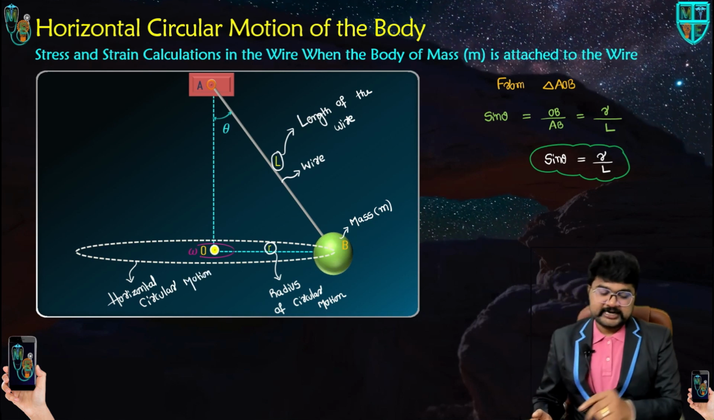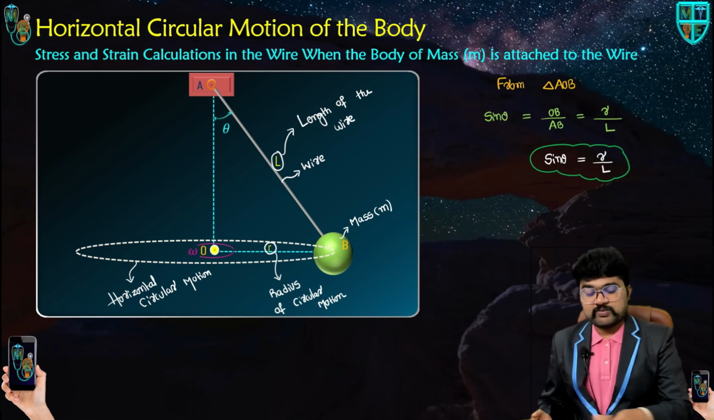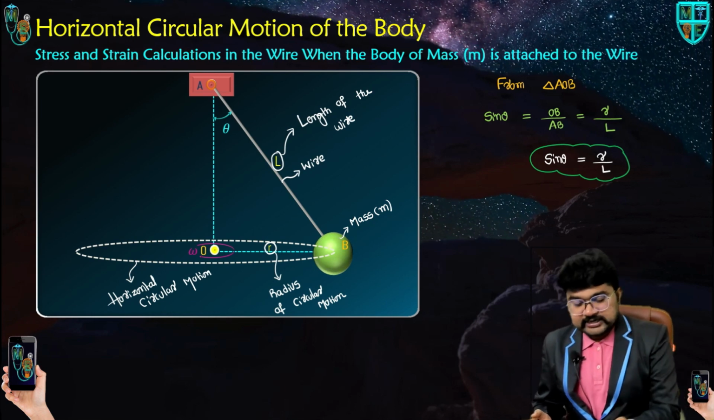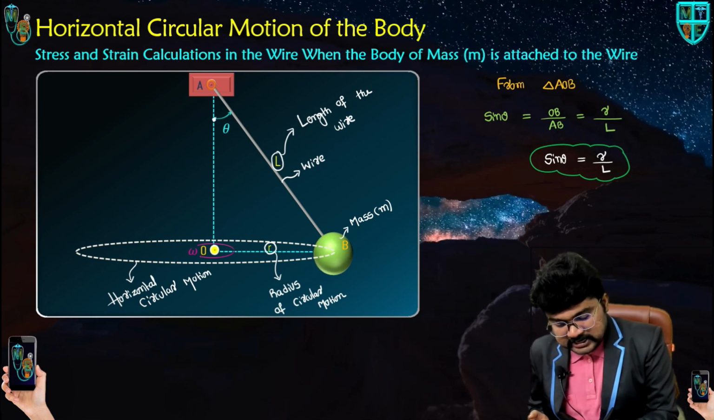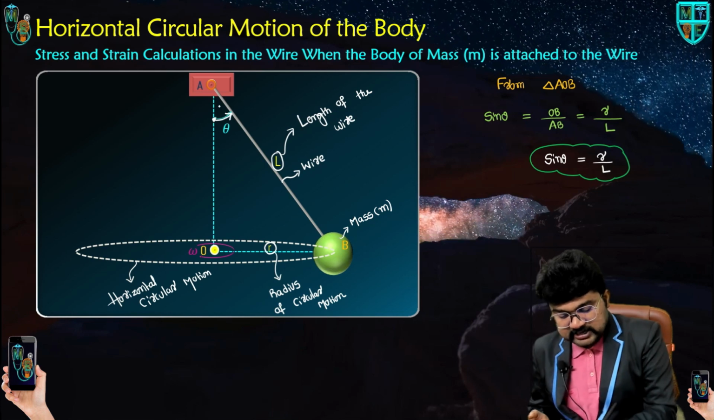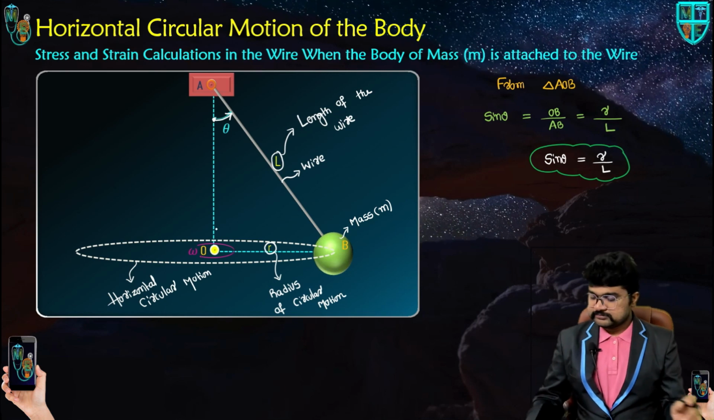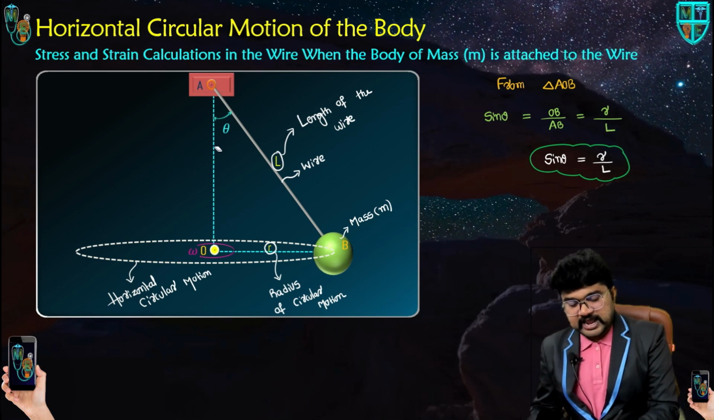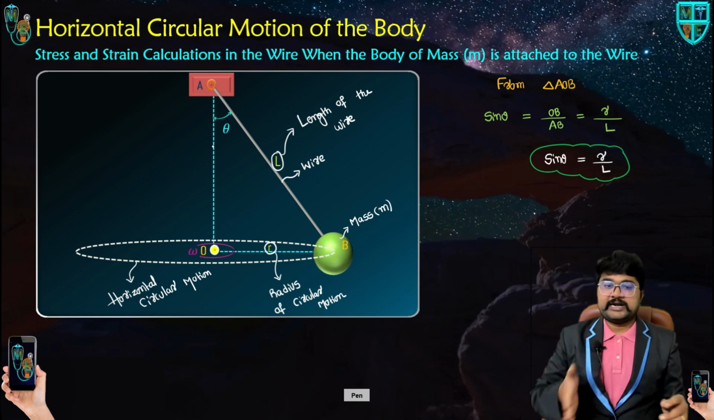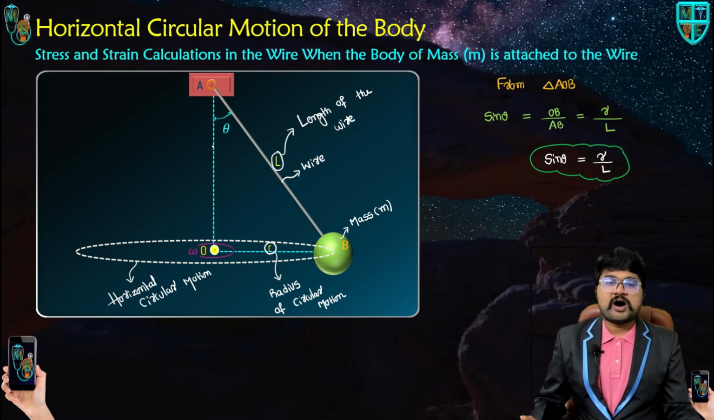Okay. So theta is the angle made by the wire with vertical. It is making an angle like this. You are measuring angle with the vertical, theta. Understood? You are measuring angle with vertical. Sin theta equal to R by L.